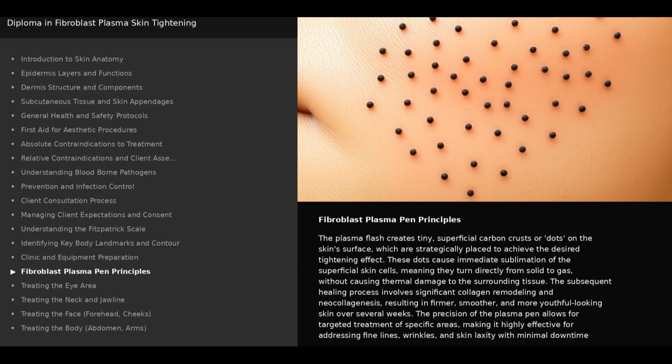The subsequent healing process involves significant collagen remodeling and neocollagenesis, resulting in firmer, smoother, and more youthful-looking skin over several weeks. The precision of the plasma pen allows for targeted treatment of specific areas, making it highly effective for addressing fine lines, wrinkles, and skin laxity with minimal downtime compared to surgical alternatives.